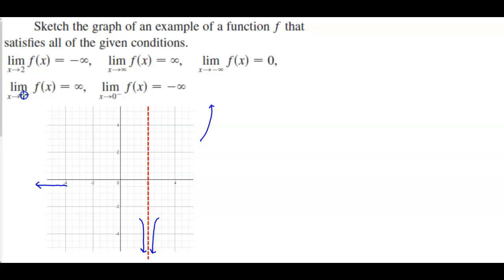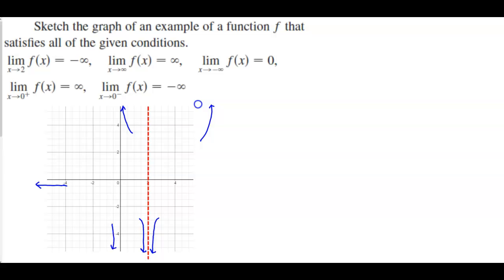Now over here, it's saying that the limit as x approaches 0 from the right, then the function is approaching positive infinity. So as you're coming into 0 on the right, that means that our function is going towards positive infinity. And here it says the limit as x approaches 0 from the left, then we can see that the function is going towards negative infinity.